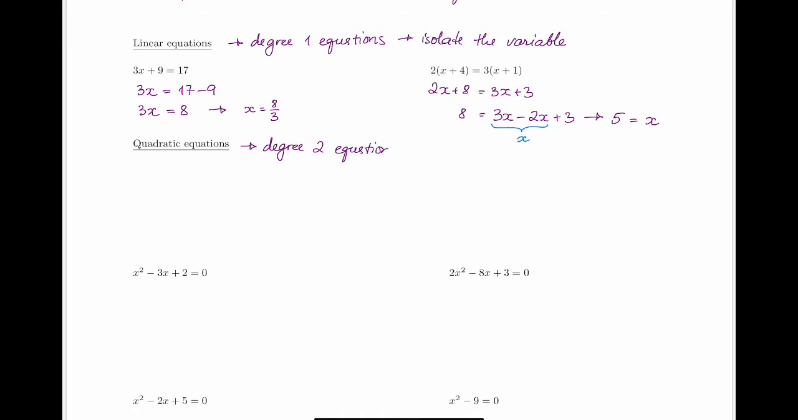Anytime you see x appearing to the power of 2 or below, so you should still be able to see some factors that are in fact linear, but the equation degree is determined by the highest power that you see in the equation. For degree 2 equations, these guys can have 0, 1, or 2 solutions. And this is important to remember.